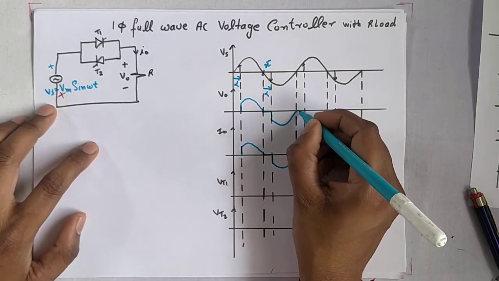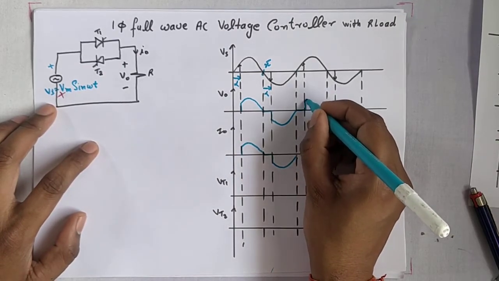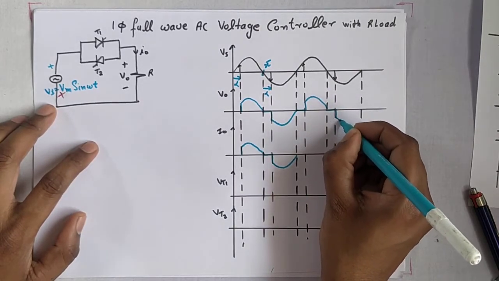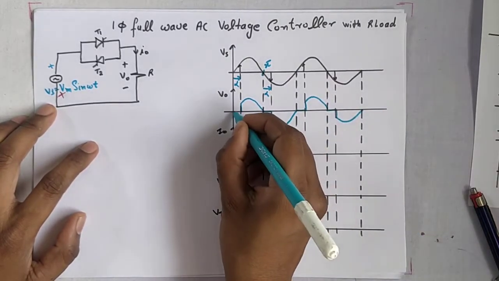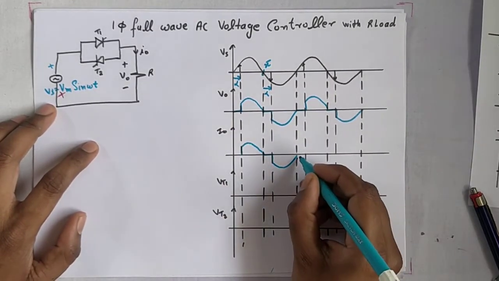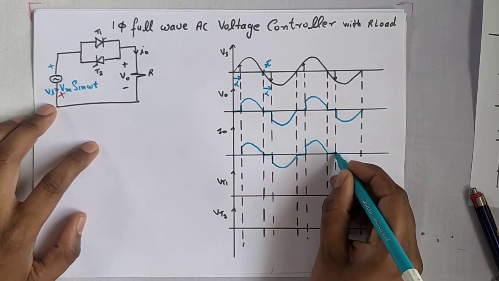Again, for the positive cycle trigger T1 at theta equal to alpha, and again for the negative cycle trigger T2 at theta equal to alpha. So this is the output voltage waveform, and this is the output current waveform.